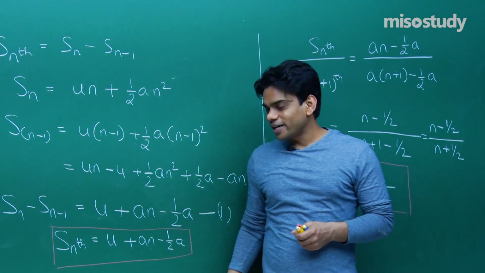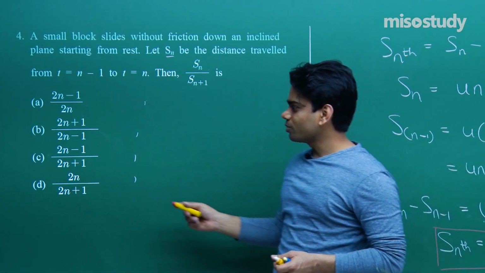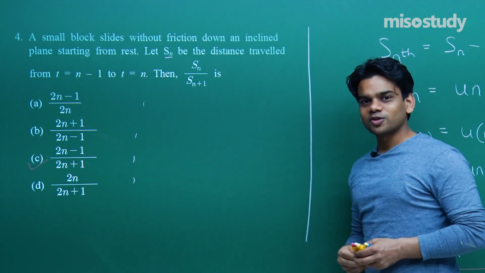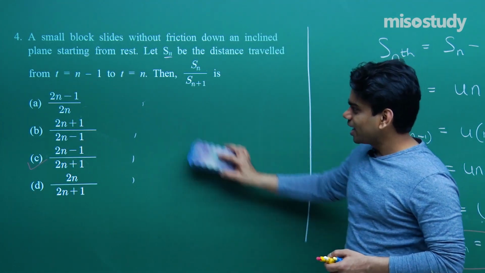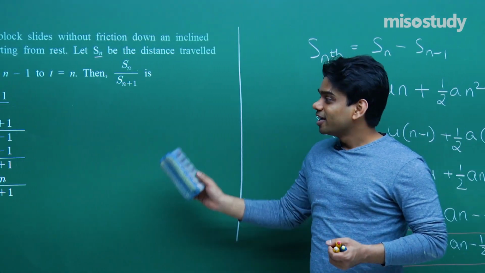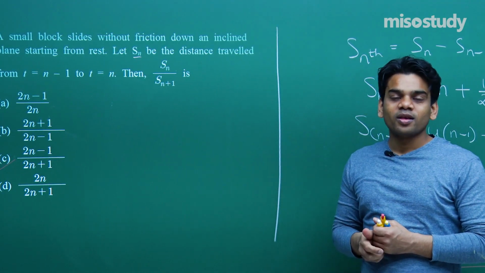So let me check the answer. 2n minus 1 upon 2n plus 1. Can you see this option number C? 2n minus 1 upon 2n plus 1. So I believe you have the idea that we got the right result, that option number C is the right answer, that is 2n minus 1 upon 2n plus 1.